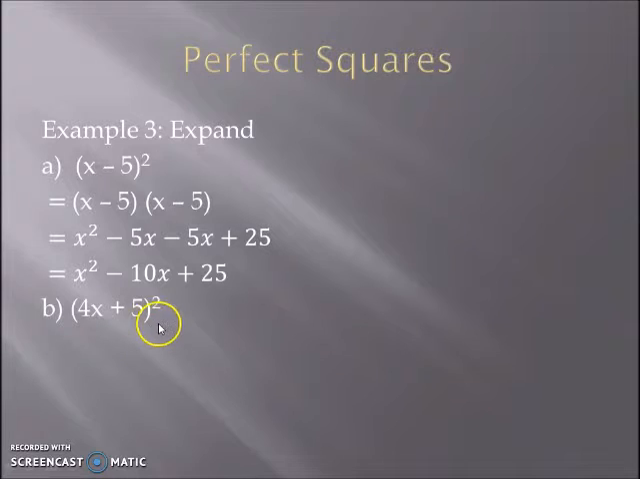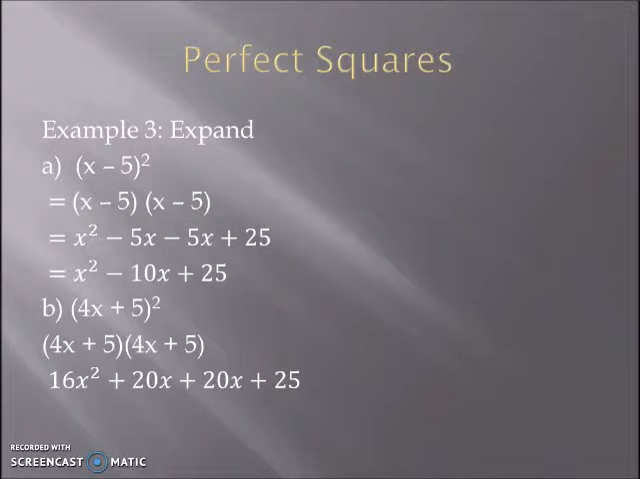Alright, this is our second question. And you're probably thinking, hey, don't we just do the exact same thing that we did up here? Correctamundo, my friend. You are 100% correct. I am happy you guys are learning. So we would just do 4x plus 5 times 4x plus 5, since it's in vertex form. And then we would do FOIL.